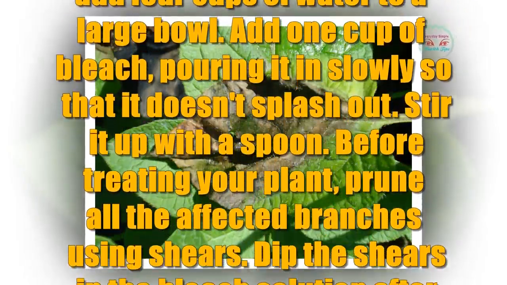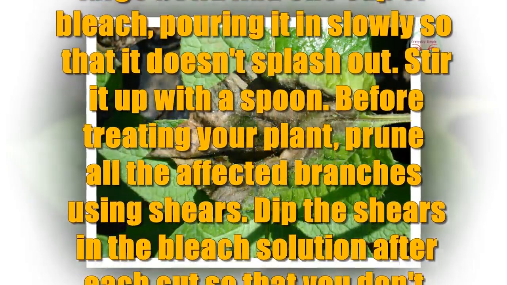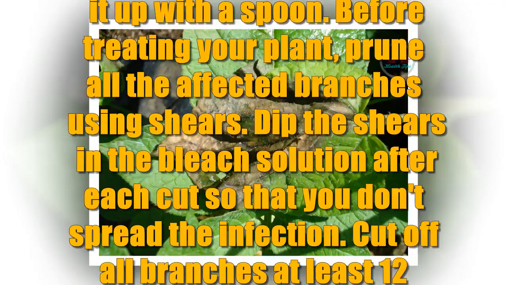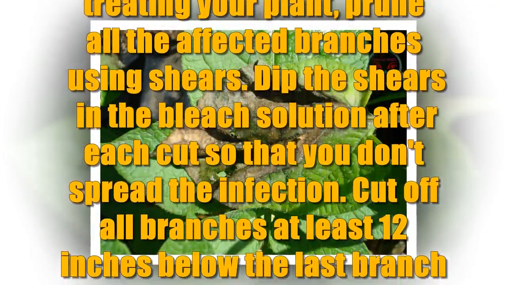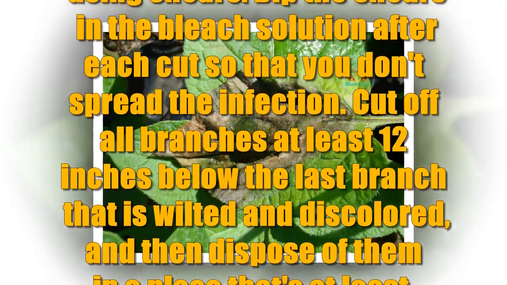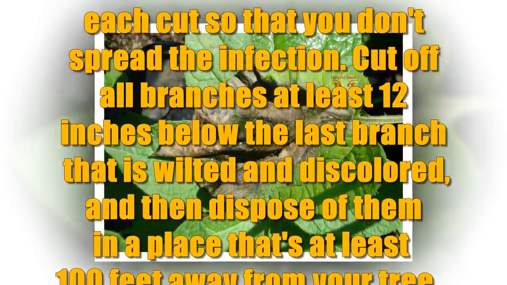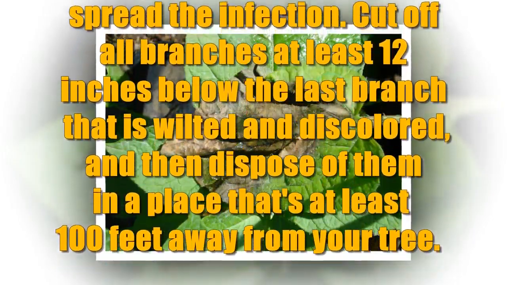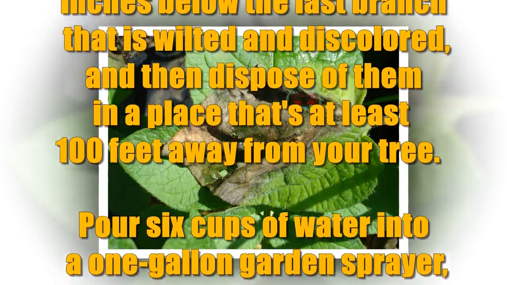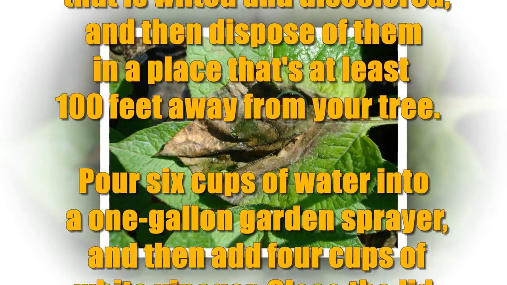Before treating your plant, prune all the affected branches using shears. Dip the shears in the bleach solution after each cut so that you don't spread the infection. Cut off all branches at least 12 inches below the last branch that is wilted and discolored, and then dispose of them in a place that's at least 100 feet away from your tree.